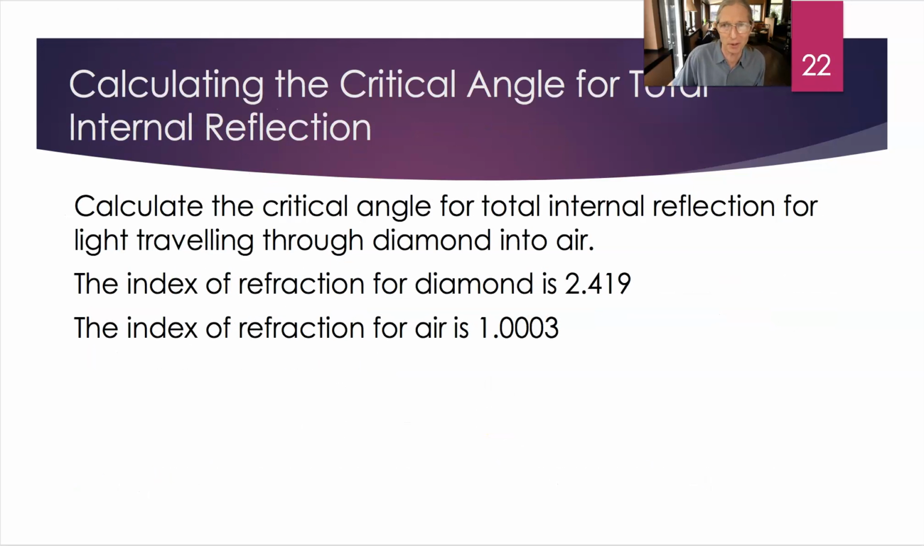So here we're going to calculate the critical angle for total internal reflection. The light's going from diamond to air. Notice for air I rounded it to 1.0003. And the index of refraction for diamond is 2.419. Okay, so we've got our two indices. We know it's going from diamond to air. So this will be our N1, and this will be our N2.